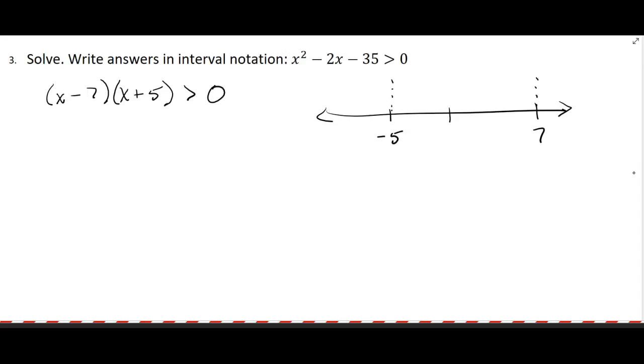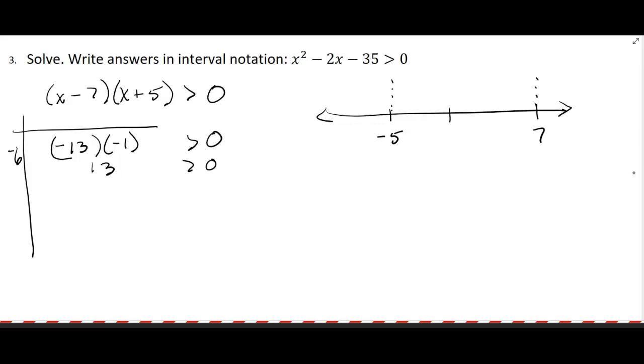But then we have to use test points to figure out which sections work and which ones don't. Now we have learned how to graph these in chapter 3, so you could do it that way now, but you couldn't back when we took this test. Okay, so if you try a negative 6, you would have negative 13 times negative 1, which is that greater than 0? Yeah, because it's 13, and 13 is greater than 0. So yes, this section works.